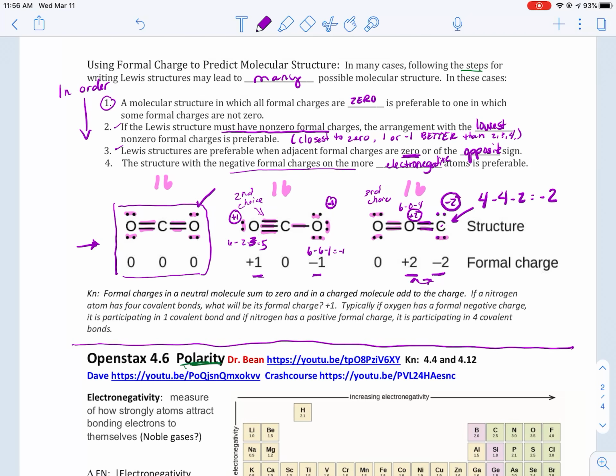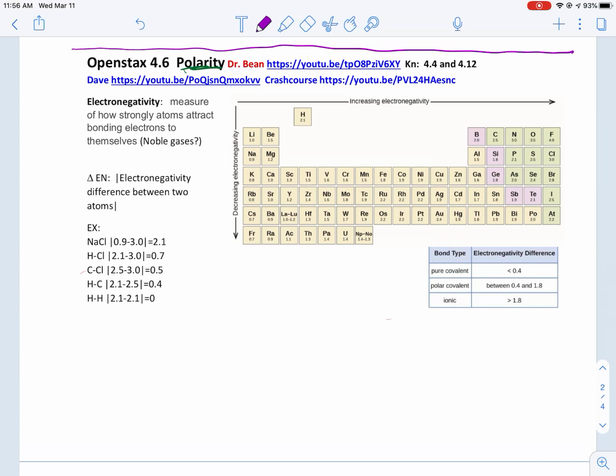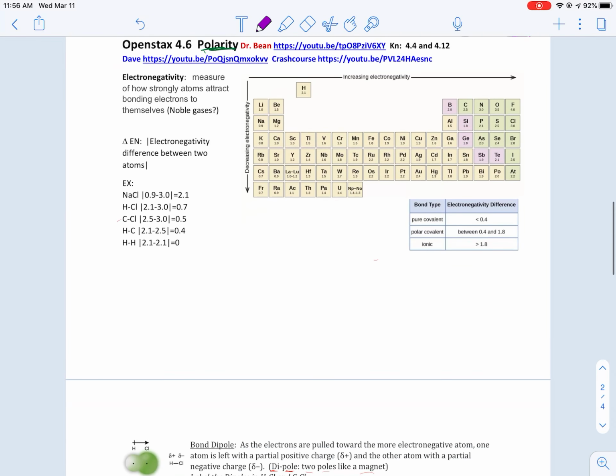All right. Now we have polarity. Polarity is a real thing. Polarity does not go away. It's something you will see in Gen Chem 2 because it affects properties of elements. It's something that you will see in organic chemistry. You'll see it in biochemistry. It's kind of huge in the human body. Polarity is part of the reason why water molecules will dissolve sodium chloride. Kind of a big thing.